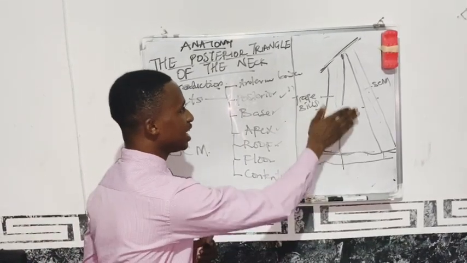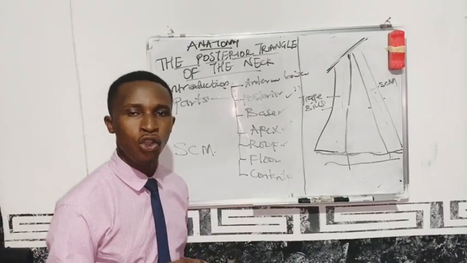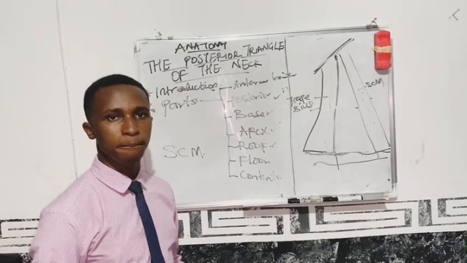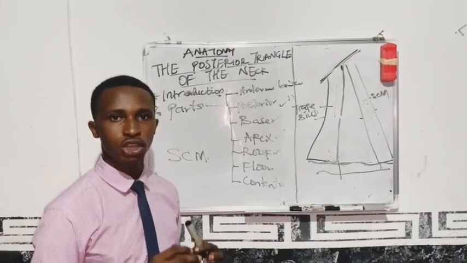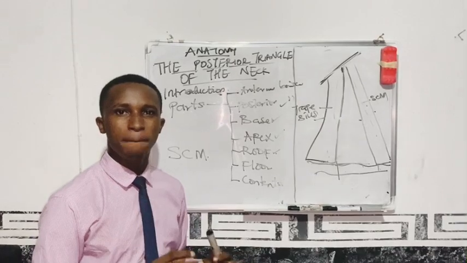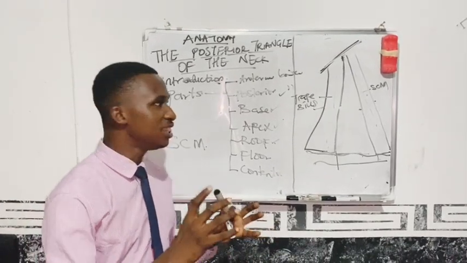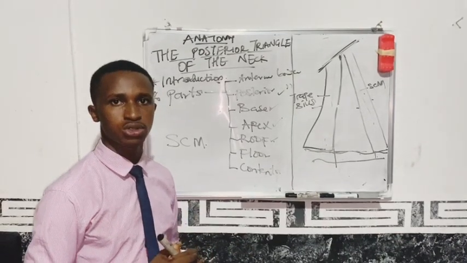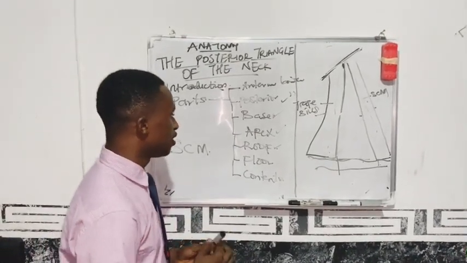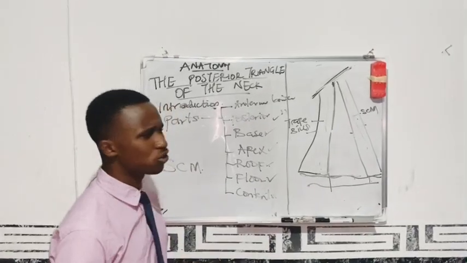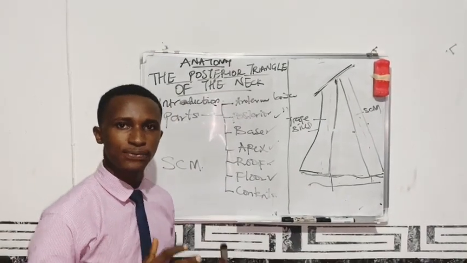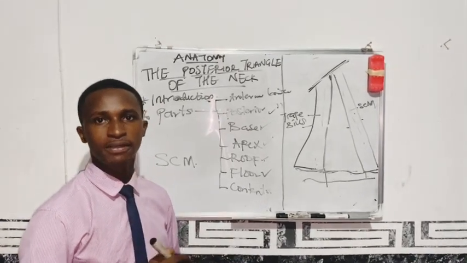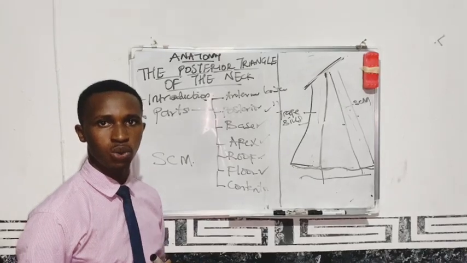The investing layer of the deep cervical fascia forms the roof of the posterior triangle of the neck. The floor of the posterior triangle of the neck is formed by the prevertebral layer of the deep cervical fascia and the muscles it encloses. I repeat that. The floor of the posterior triangle of the neck is formed by the prevertebral layer of the deep cervical fascia and the muscles they enclose.